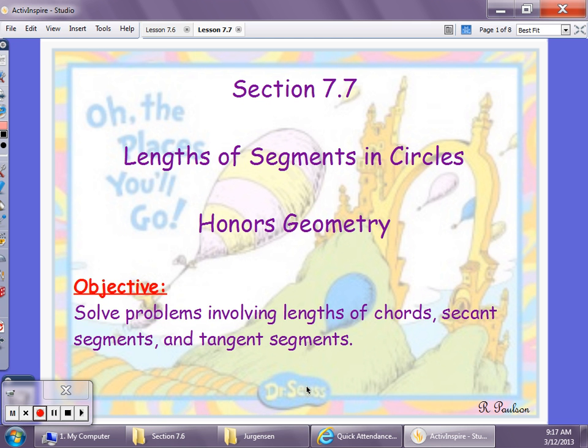Today's honors geometry lesson is on section 7.7, the lengths of segments in circles. The objective is to solve problems involving lengths of chords, secant segments, and tangent segments.